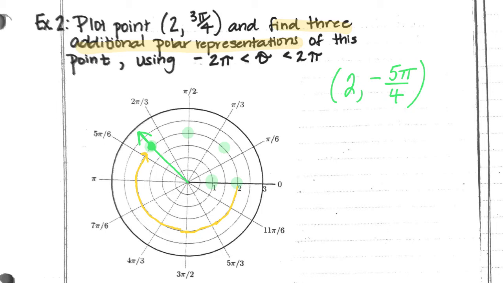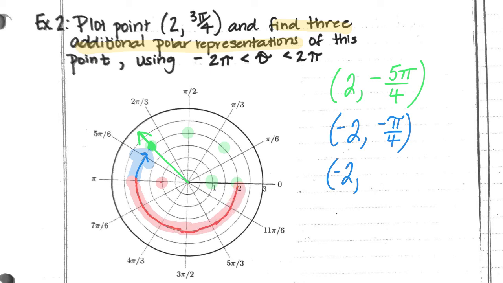Now, we can also use 2 as a negative 2 and do a positive and a negative angle. So if I go negative 2, and then I go negatively around the unit circle, my yellow line, that's going to put me at negative π/4. And now if I go negative 2, and I go positively around the unit circle, this is 4π/4, 5π/4, 6π/4, 7π/4.